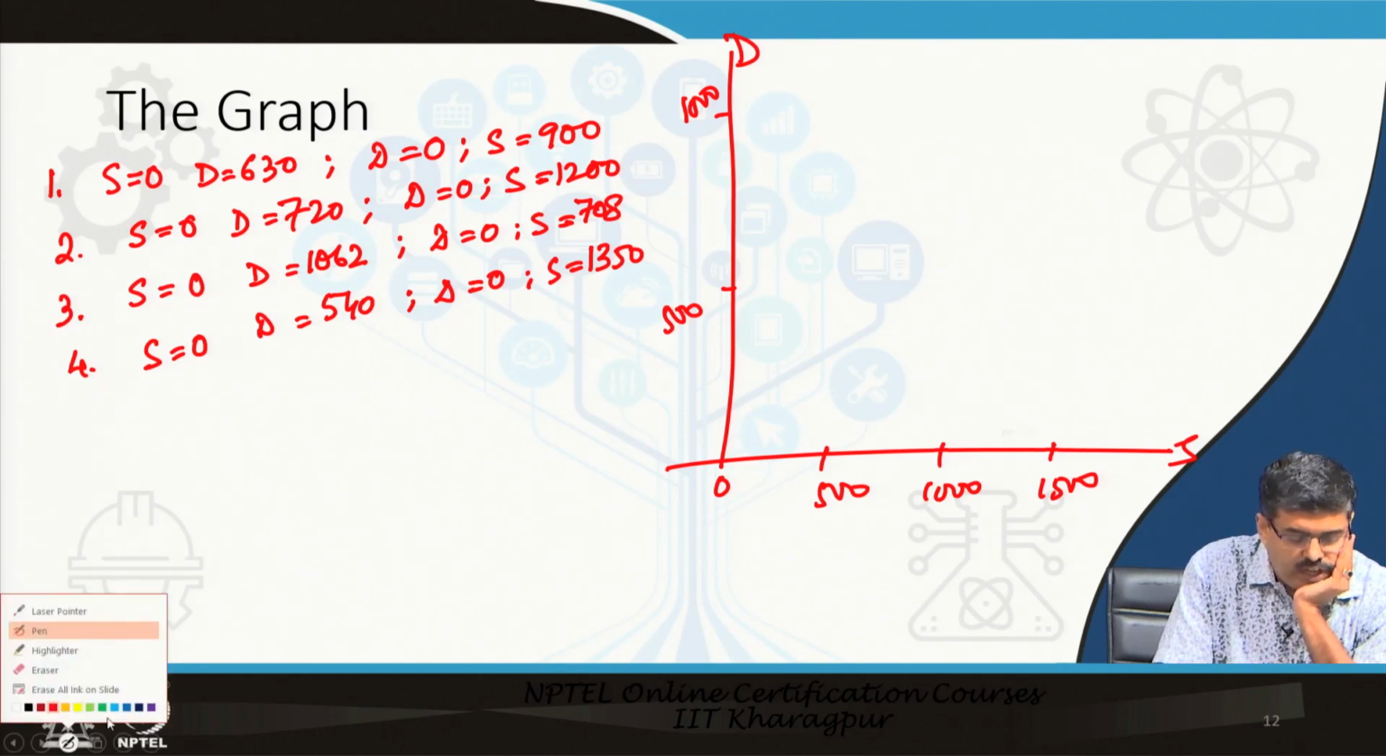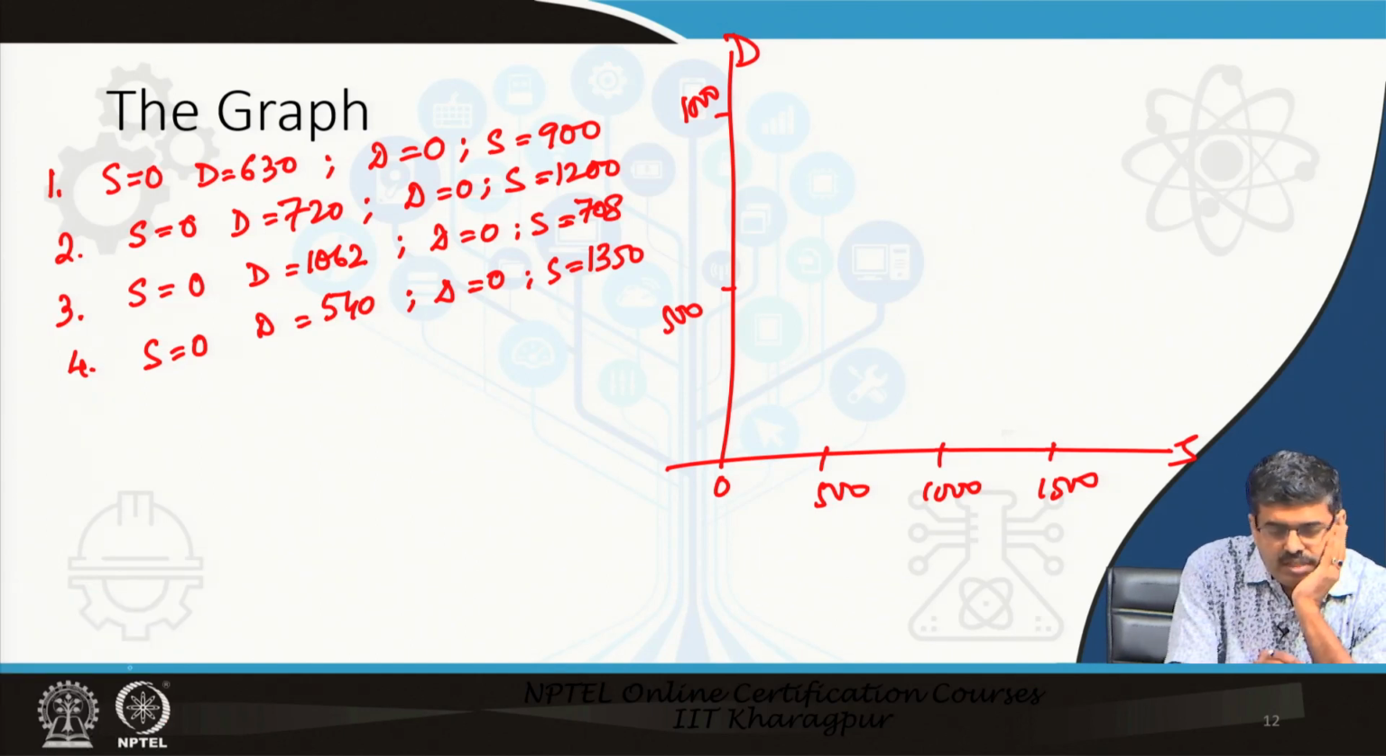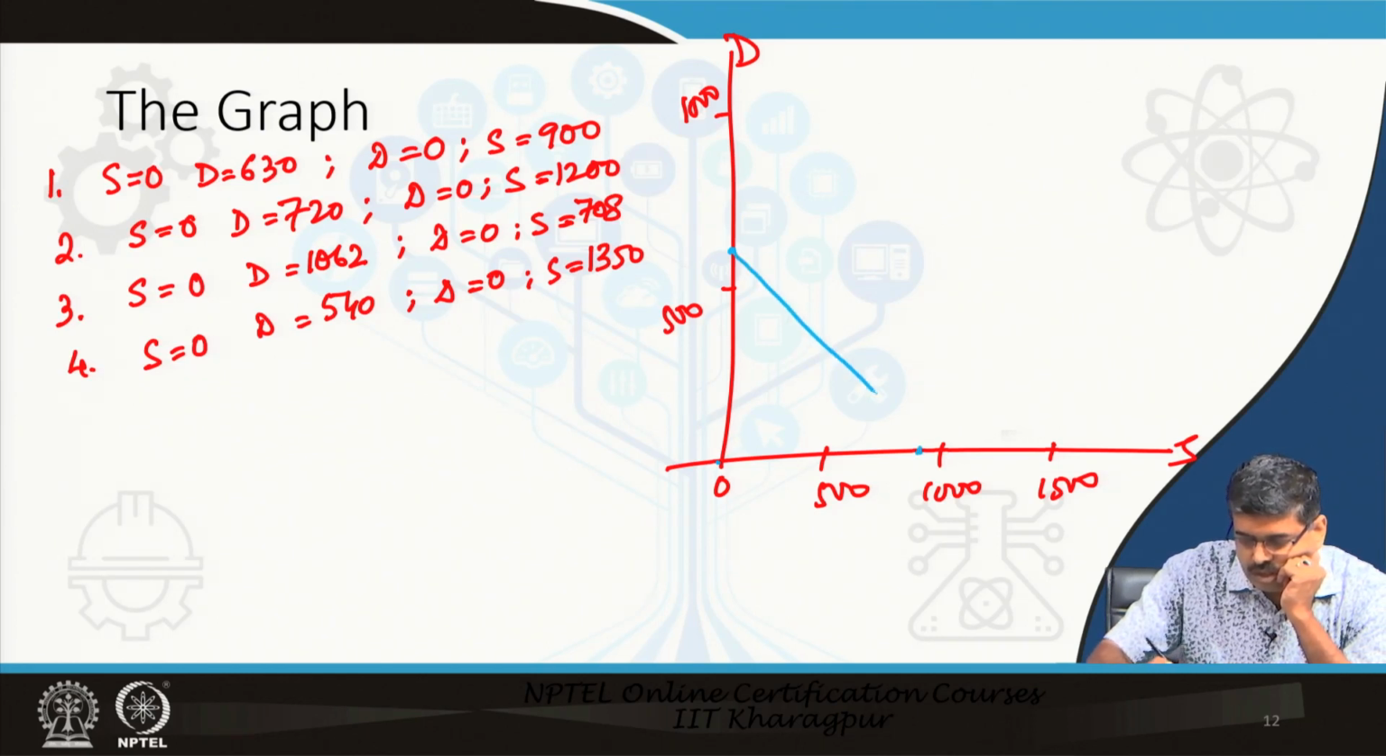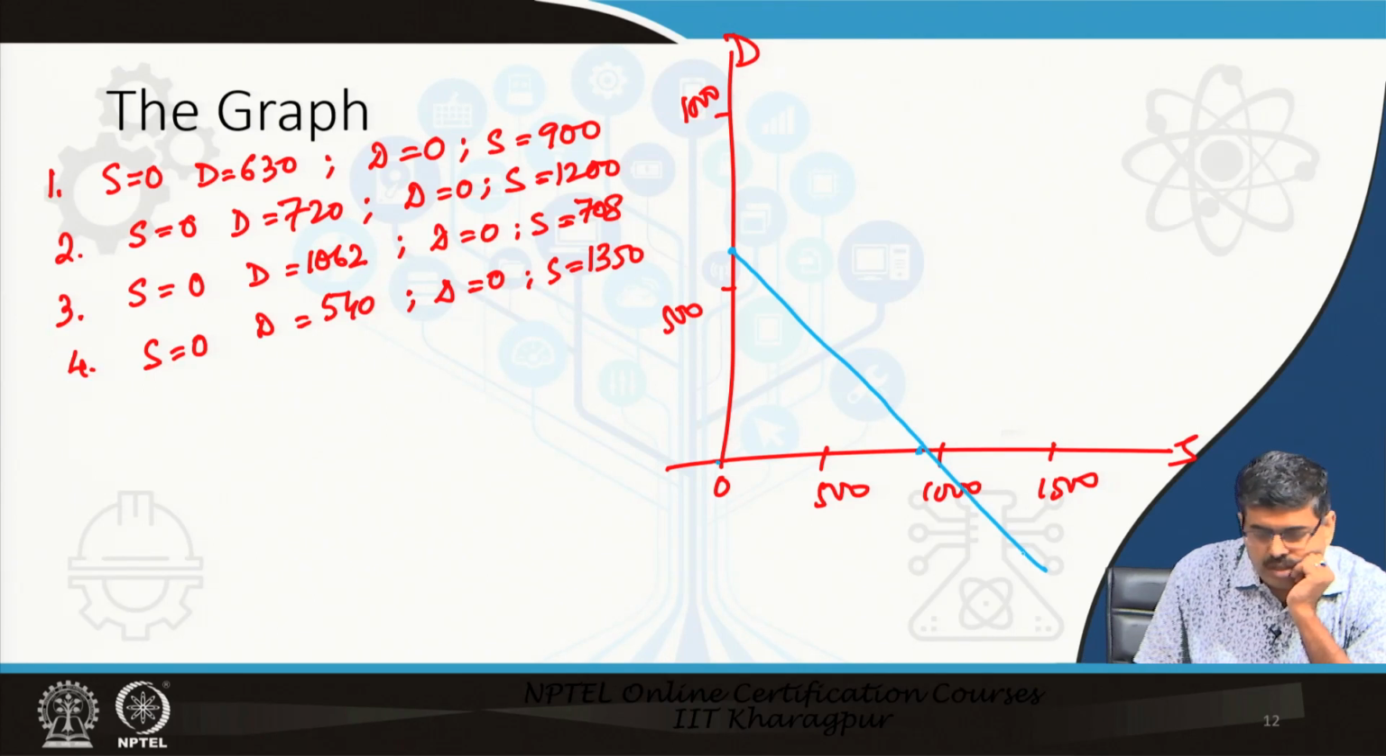I will use a different color. S is 0, D is 630. Okay. D is 0, S is 900. This is my equation 1.